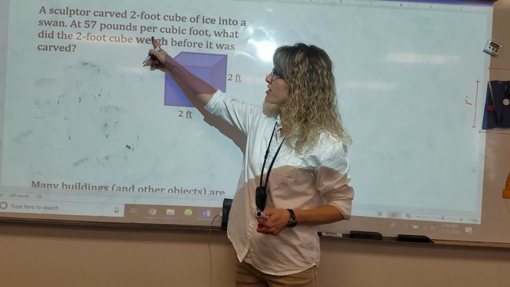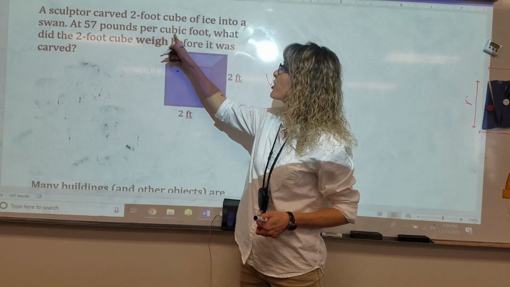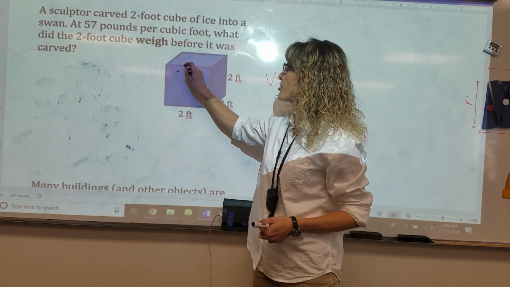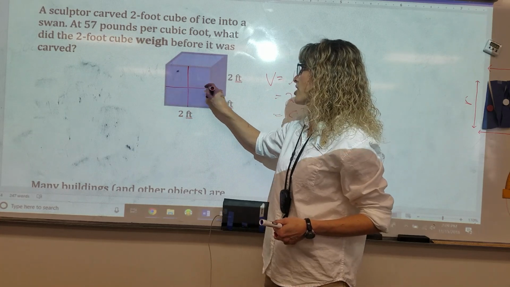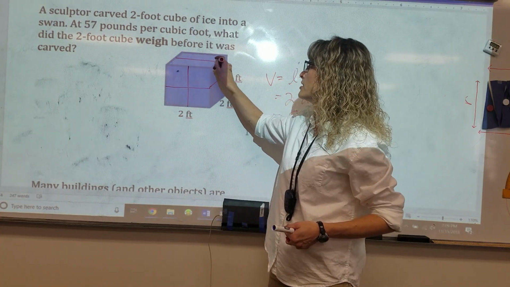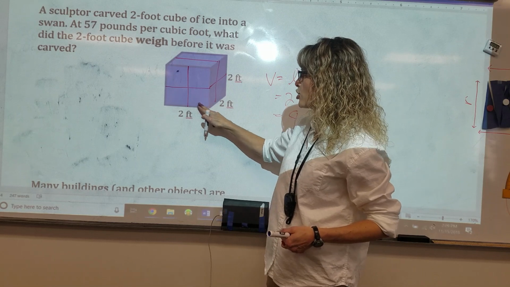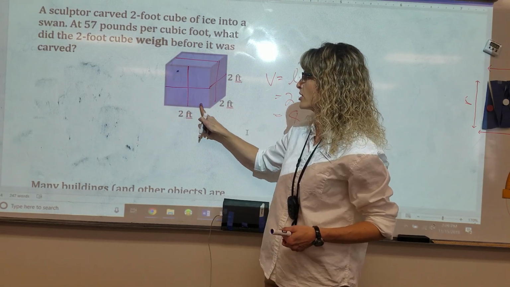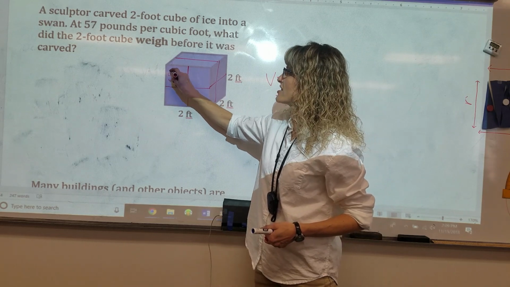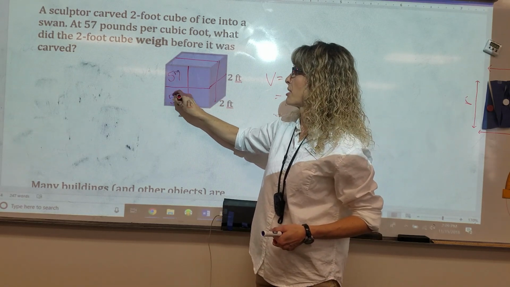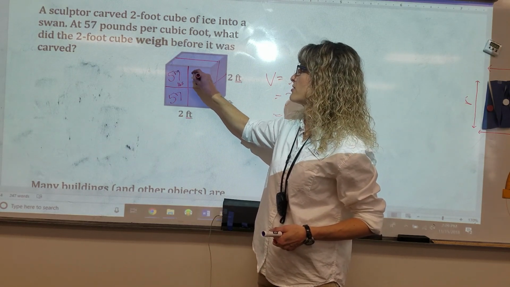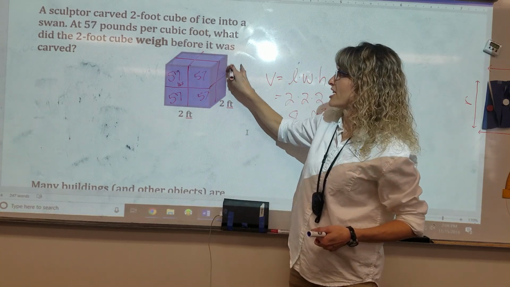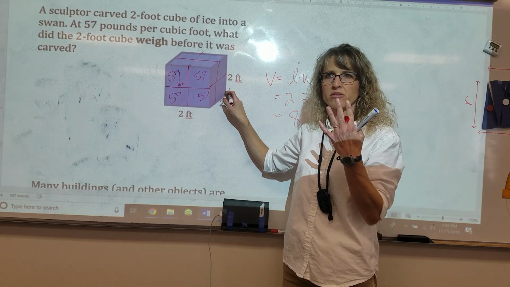But I'm not done. I've got to read the rest of the question. It says at 57 pounds per cubic foot, what did the 2-foot cube weigh? If I break it down and visualize it, here's a cubic foot, and that's a cubic foot. If this is 2 across, there's 1 foot, 1 foot. So each one of these little cubes weighs 57 pounds. And how about the back layer? Wouldn't the back layer also have 4 of those cubes?